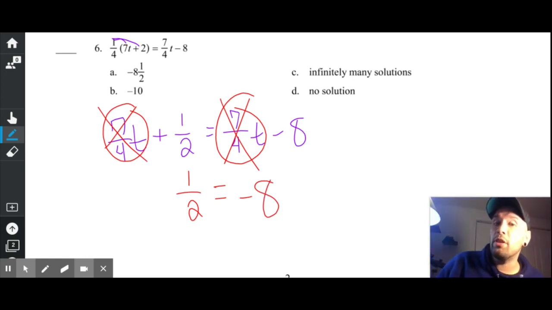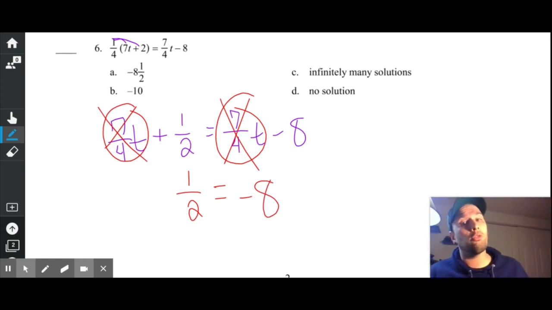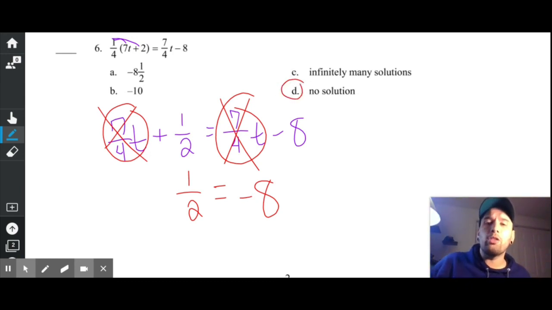Is 1/2 the same as negative 8? No. So my variable disappeared. What's left? Nothing. No solution. So if your variables disappear and you're left with a math situation that doesn't make sense, no solution. If I were to get 1/2 equals 1/2, then it would be infinite solutions. But it's not what happened.